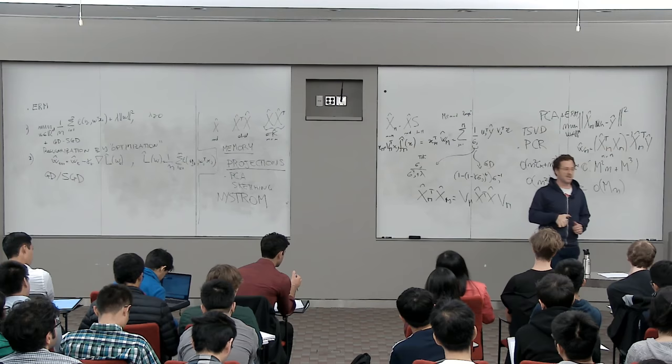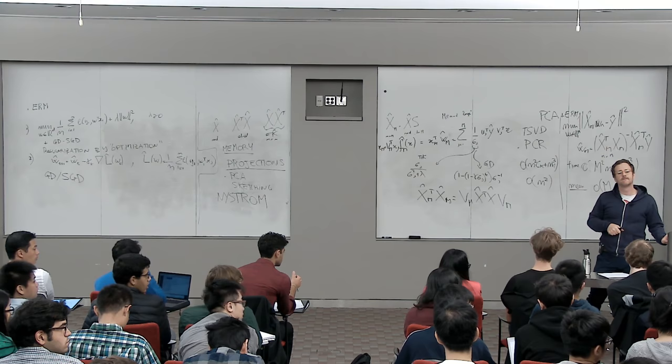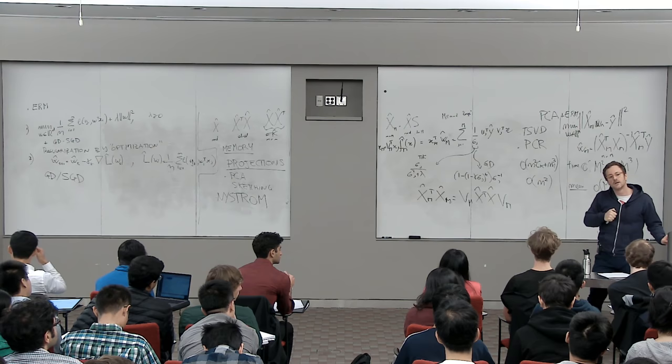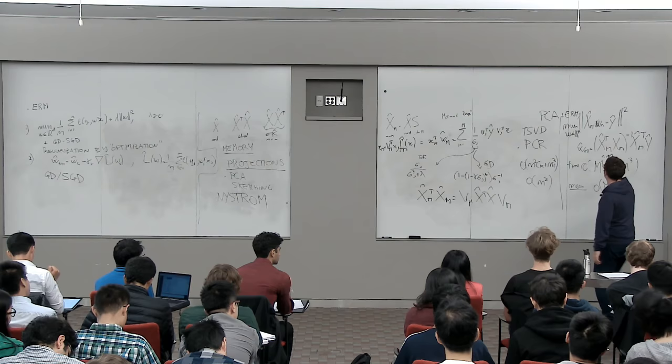Can you comment anything about the standard errors in RWs? The what? Of like this stuff? Yeah.